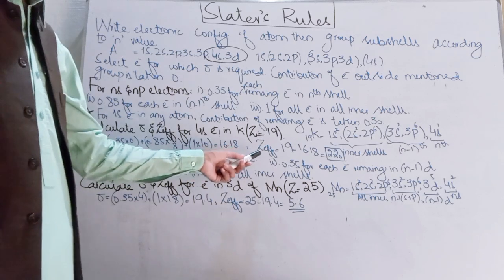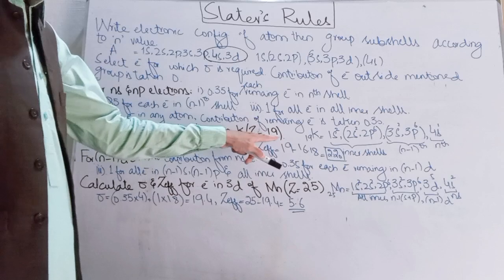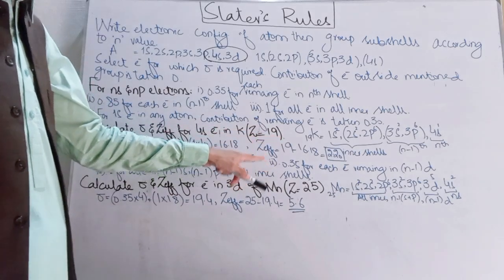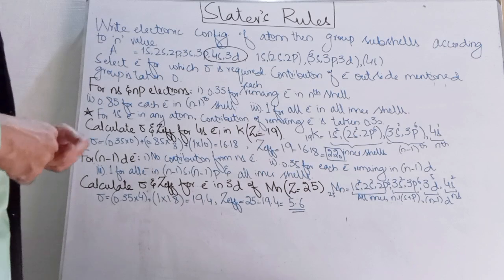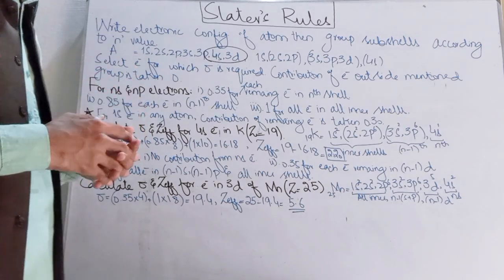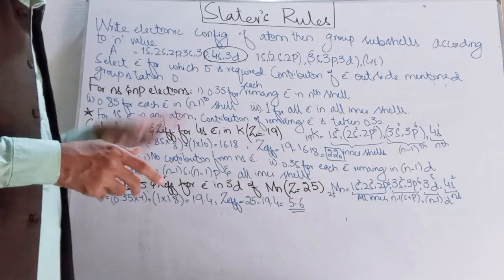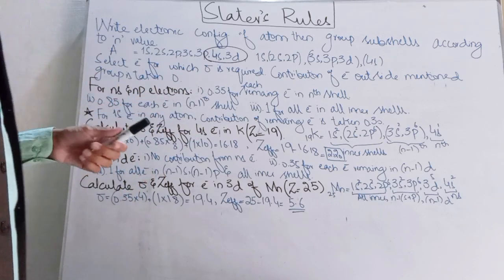Then calculate the Z effective. What is the value of Z? It is 19. Z minus sigma is the value of Z effective. So 19 minus 16.18 comes out to be 2.20. So the value of effective atomic number for any electron present in the 4s for potassium is taken as 2.2.